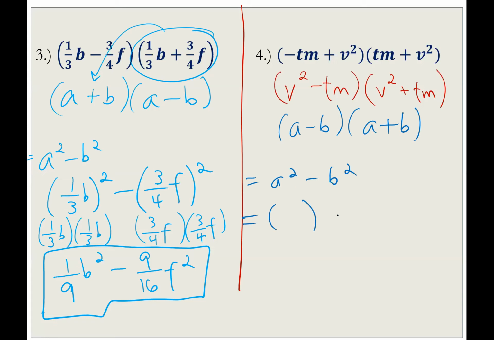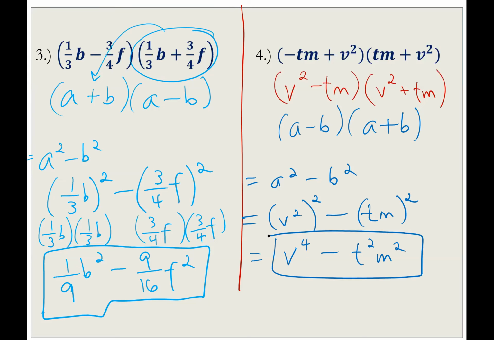So we can do v squared minus tm squared. So notice I'm plugging in v squared for a, and I'm plugging in tm for b. V squared times v squared is v to the 4th. Tm squared, tm times tm is t squared m squared. So lots of variables in that one and some rearranging. So this one was a little bit trickier. If you didn't notice that pattern and you just did FOIL, it would work out perfectly fine. Okay, it really would be fine. So that would be okay too.